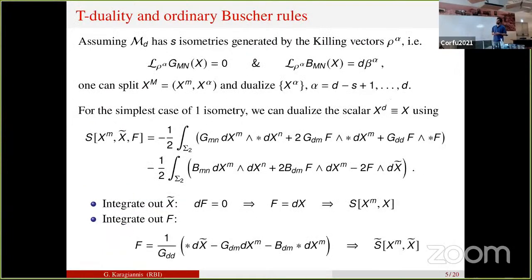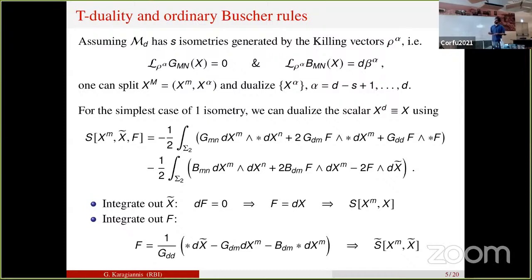So now one can assume that the target space has a number of isometries, let's say S of them, generated by some Killing vectors. So these are the invariance conditions on the background fields. And then we can split the scalar fields into some spectator fields, which I call X^m, small m, and then some other fields, S of them, which I call X^alpha. And in fact, one can dualize all of these extra fields.